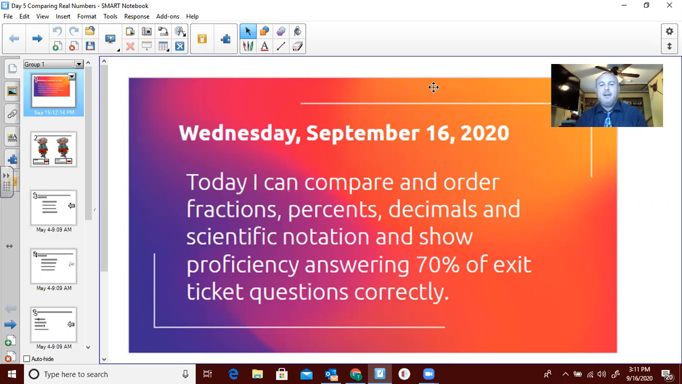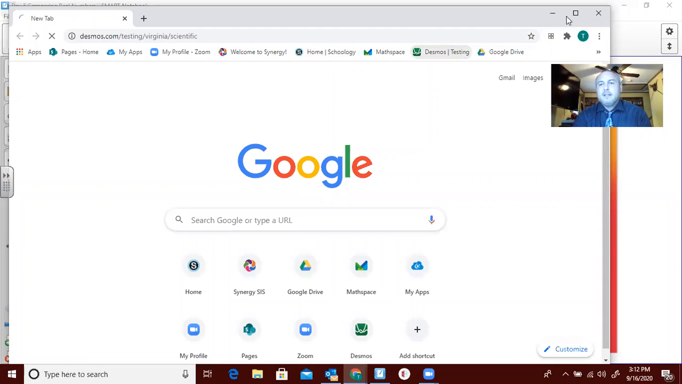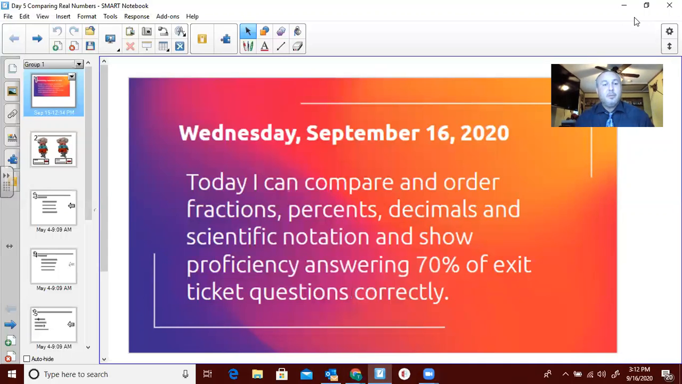So today I can compare and order fractions, percents, decimals, and scientific notation, and show proficiency answering 70% of exit ticket questions. Remember that when we were talking about the real number system, we talked about irrational numbers. And we said that irrational numbers were things like fractions, decimals, percents. All of those kind of got lumped into the same category, irrational numbers. So just want to get Desmos opened real quick, because we'll be using that today.